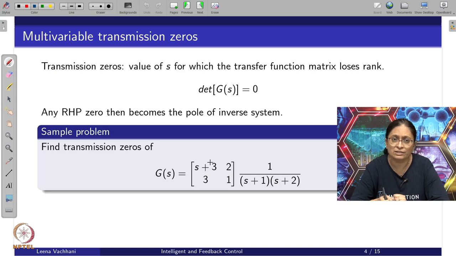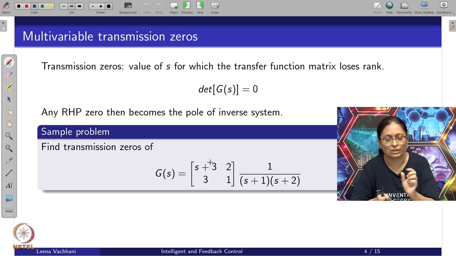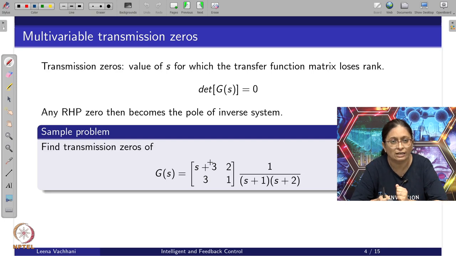In case of multivariable systems or the MIMO system, other than the zeros of individual transfer functions, there are transmission zeros as well. Let's see what these transmission zeros are. These transmission zeros are at the value of s for which the transfer function matrix loses rank. So the value of s for which the determinant of G of s is equal to 0, where G of s is a transfer matrix form. So this particular one then becomes the additional pole for the inverse system, and that's where we should be worried about these transmission zeros as well.